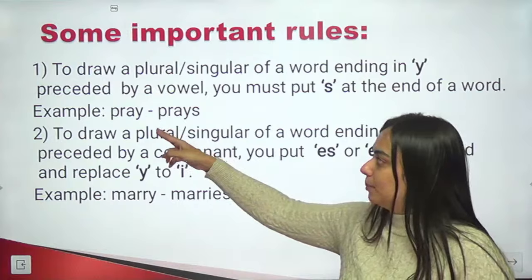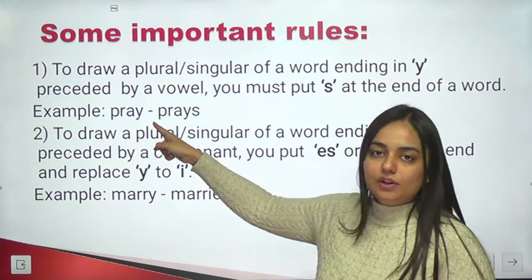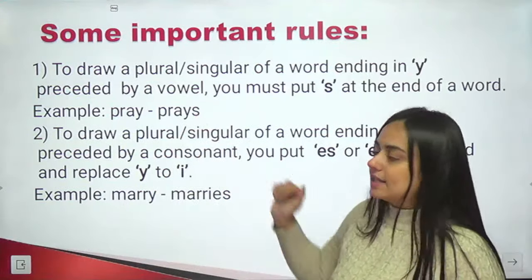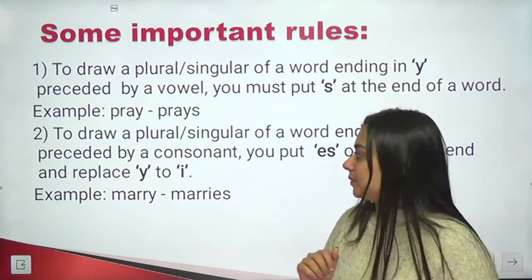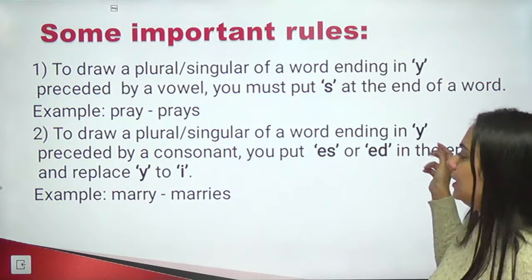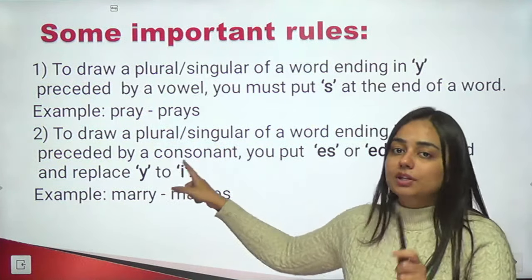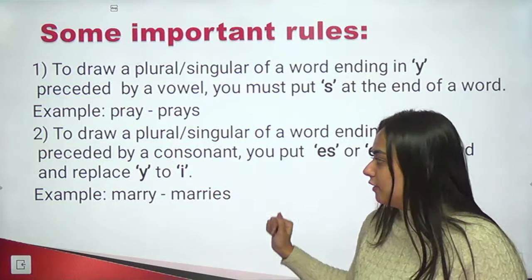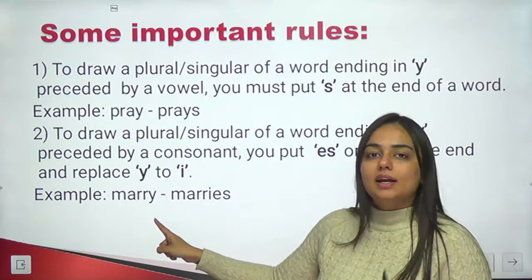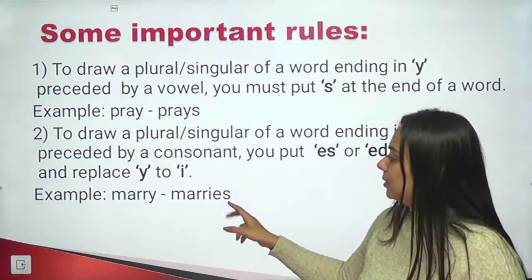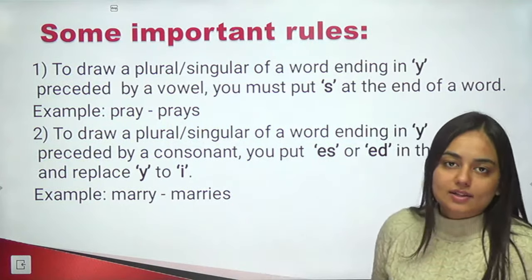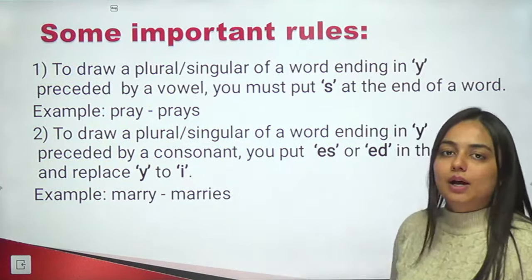For example, pray. See, it is ending with y and a vowel precedes the y. तो हम simply s लगाएंगे and it will become a plural. Second rule is to draw a plural or a singular word ending in y, but this time it is preceded by a consonant. For example, marry. Y से पहले यहाँ पर R है, R is a consonant. तो हम we will replace it with I. MARRIES. तो वो Y जो है, it will be replaced by I.